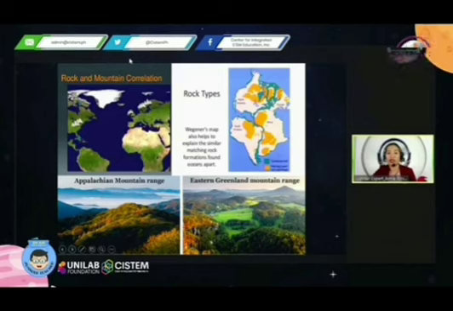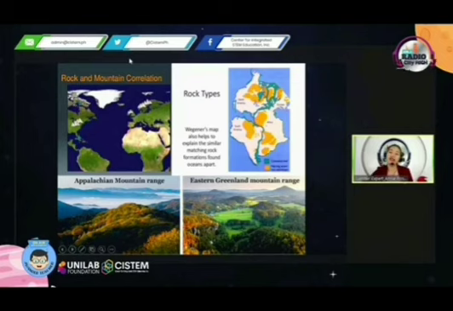Greenland. It is eastern Greenland. All right. So they share the same characteristics. So here, Wegener's map also helps to explain the similar matching rock formations that are found oceans apart. These continents share the same rock correlation. All right, rock or mountain chain correlation.